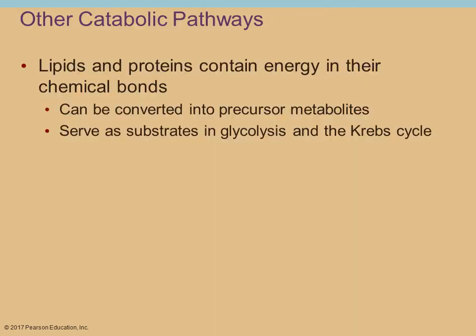Now, these aren't the only pathways. There are a lot of other catabolic pathways. Lipids and proteins. Also, any compound contains energy in its bonds, so you can break those bonds to release the energy. You can use lipids and proteins as substrates. We tend to study glycolysis and the Krebs cycle in terms of starting with glucose. Remember, glycolysis is a 10-step process, and so you don't have to always start at step one. You can move in at any point along the process.